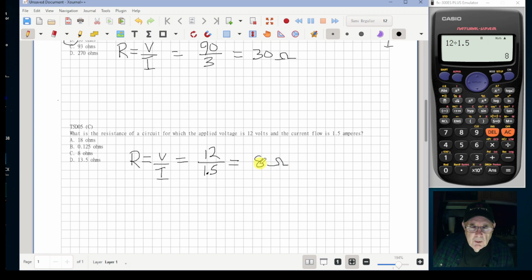You should always label your answer with the proper unit. Hopefully you can draw better than I can. And do we have 8 ohms here on the list? Yes, we do, right there. So you circle that and go on to the next.